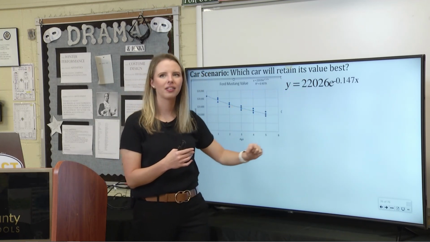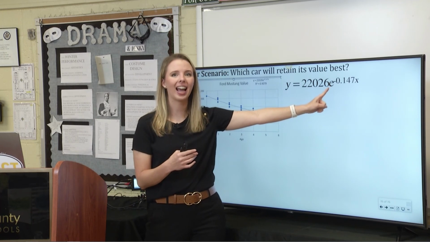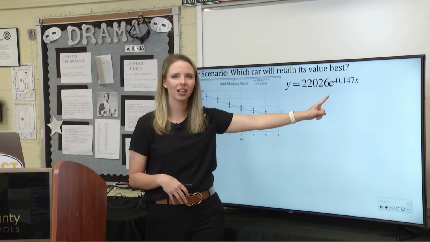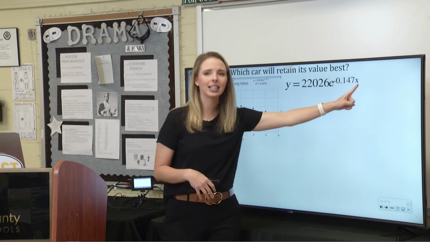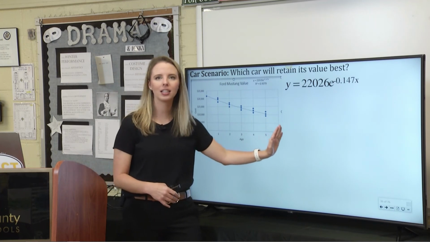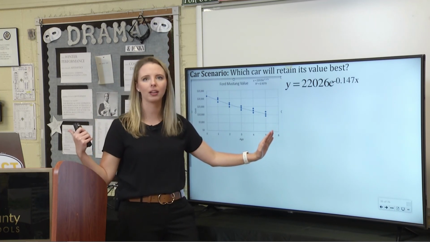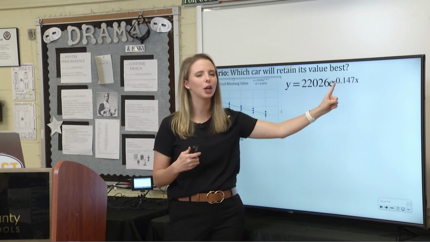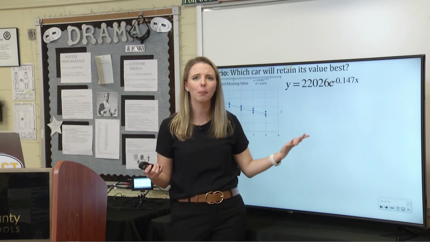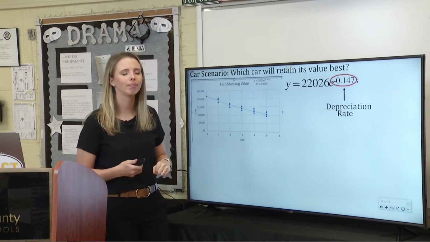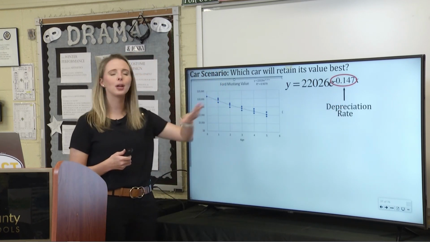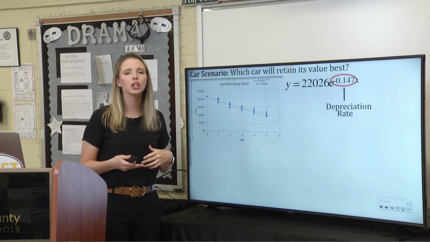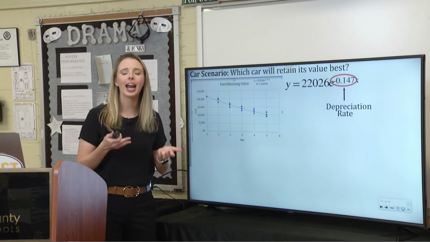This number is positive. e is an irrational number, just like pi, okay? It's on your calculator. It's positive. x is positive because your age is always positive. We can't have a car that's negative years old, can we? No. So what is really important is this negative number, negative 0.147. What is that number? It's your depreciation rate. So for a Mustang, the depreciation rate is negative 0.147, which can be rounded to say it's depreciating at almost 15%.